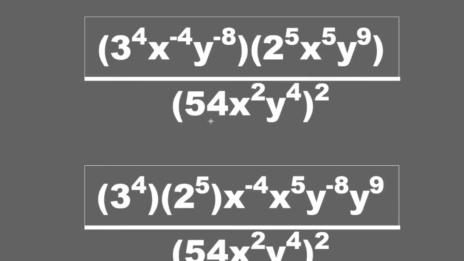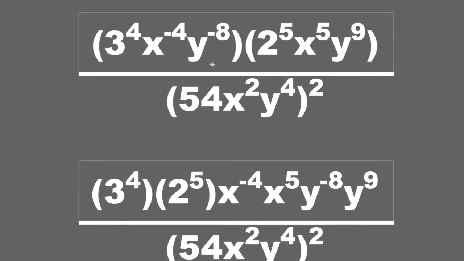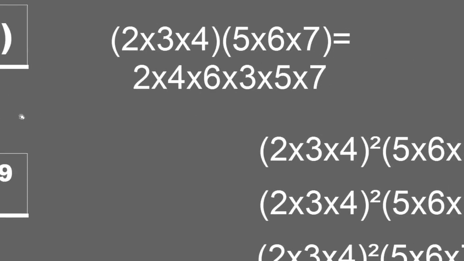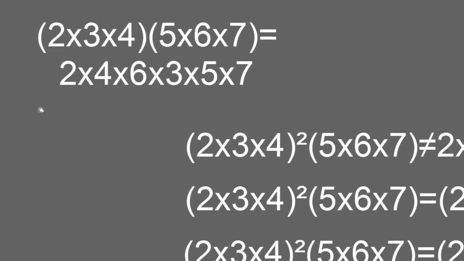So what I'm doing here is just rearranging the terms. I'm putting all the numbers together, all of the x's together, and all of the y's together. Now I just have multiplication. I can do that because I don't have addition and because I don't have exponents outside of each one of the parentheses. Why didn't I do it before?